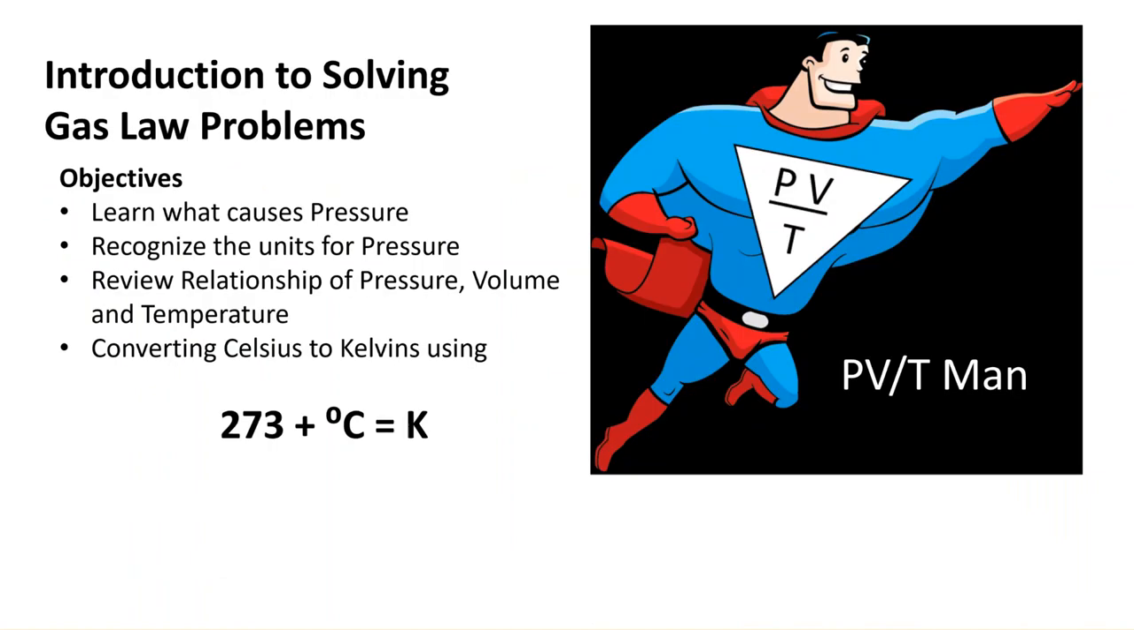Okay, so that's it for the content for today. What you should have learned, or reviewed, is what causes pressure, to recognize the units for pressure, to review the relationship of pressure, volume, and temperature, and to convert Celsius to Kelvins using 273 plus degrees Celsius is equal to Kelvin. So, once again, this is PVT Man!